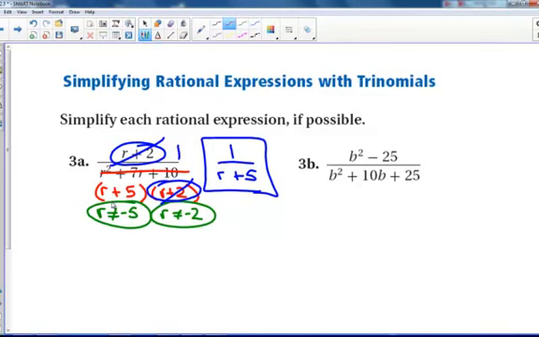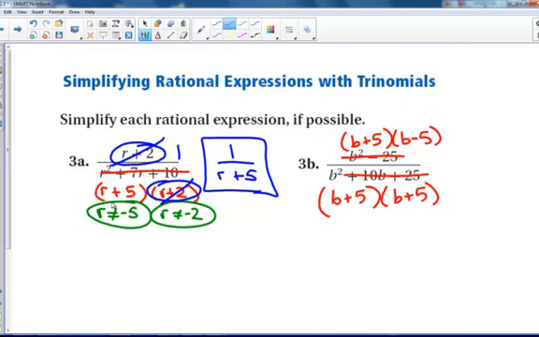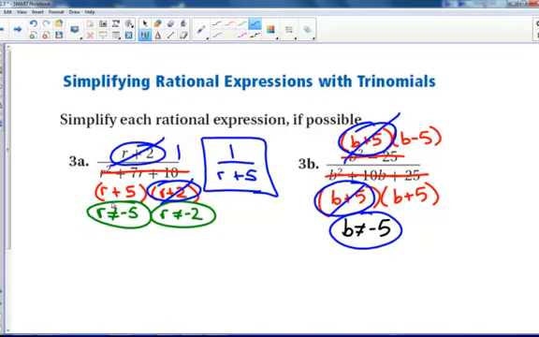The next one, first step, factor. The numerator is the difference of squares. That's b plus 5, b minus 5. In the bottom, I have b plus 5, b plus 5. All right, now I'm going to state my excluded value. And only the denominator is excluded because the numerator can be 0. And then I'm canceling this whole entire b plus 5. So I'm left with b minus 5 over b plus 5.